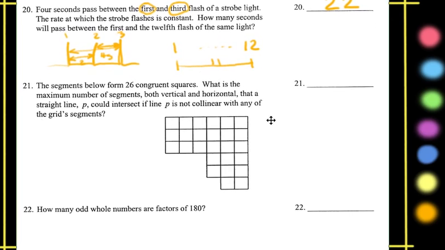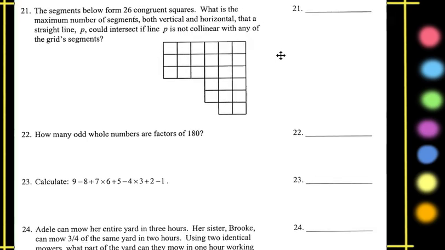This says the segments below form 26 congruent squares. What is the maximum number of segments, both vertical and horizontal, that a straight line P could intersect if P is not collinear with any of the grid segments? Collinear means like on the same line.